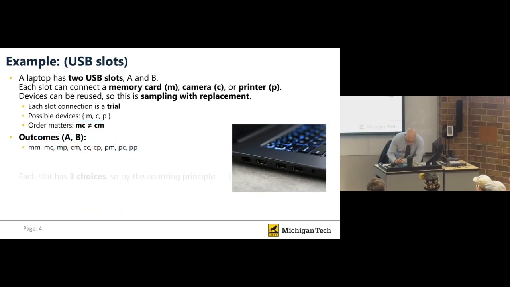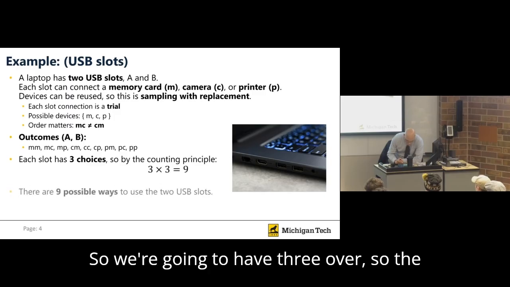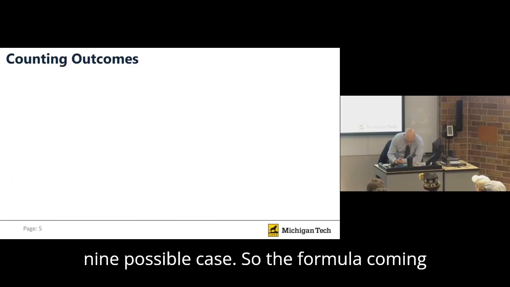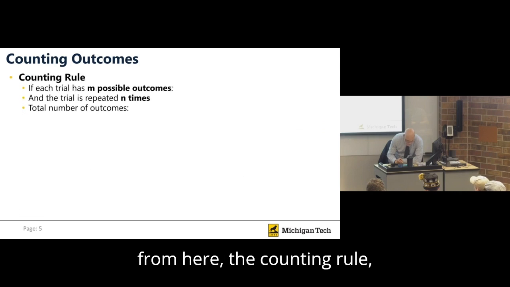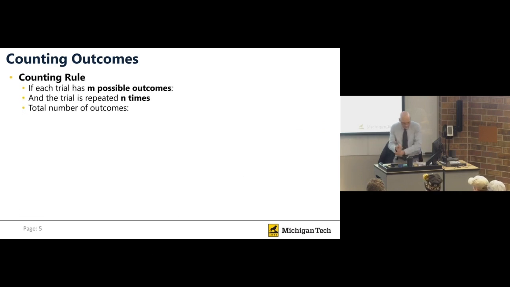Clean this up. So we're going to have 3 squared, so 9 possible cases. So the formula coming from here is the counting rule.